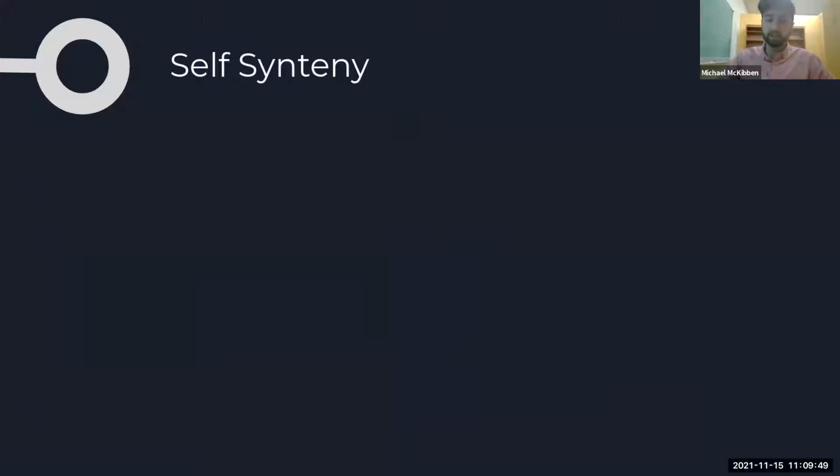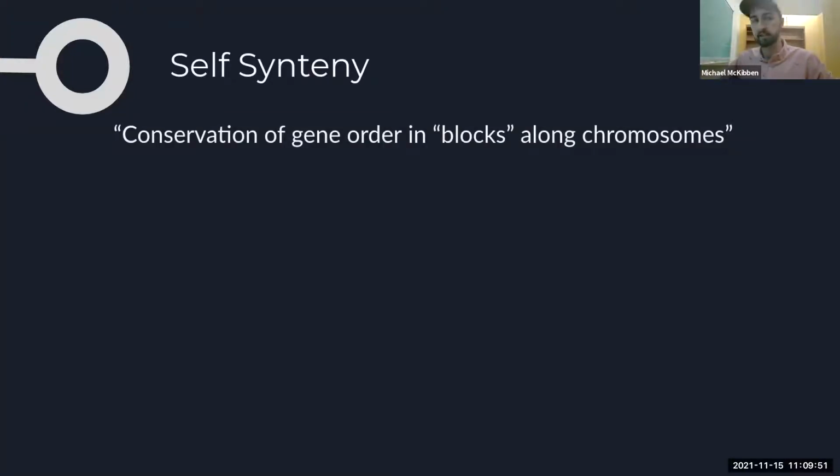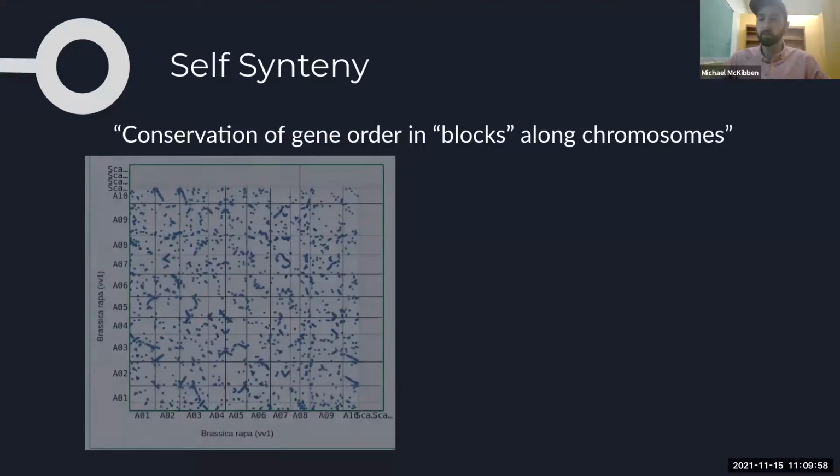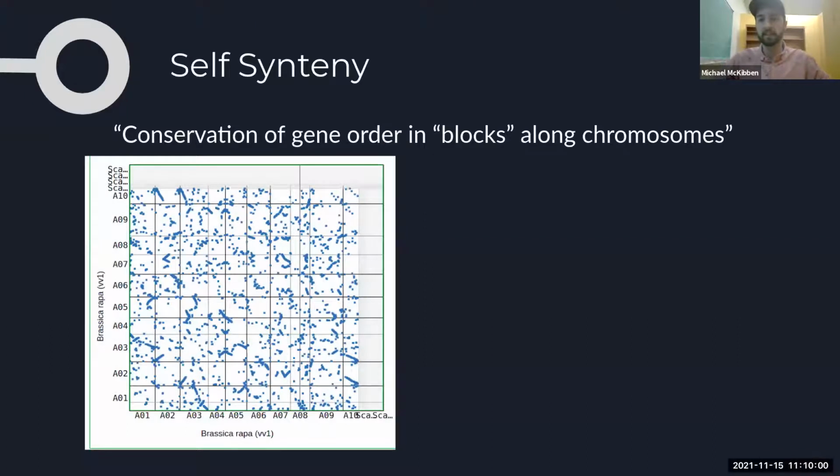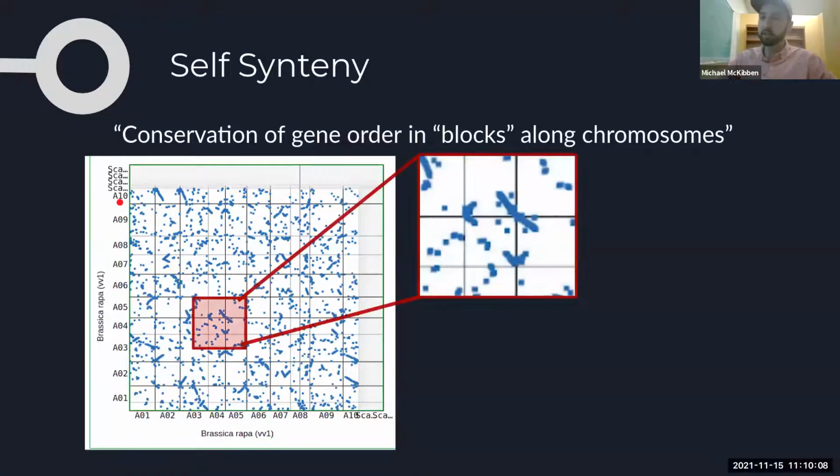To help remedy this, we can use something called synteny, which is defined as the conservation of gene order along blocks within chromosomes. We can represent these using something called a syntenic dot plot, where on the X and Y axes, we have each chromosome in our reference genome lined up against each other, and all these little dots represent a region of synteny.